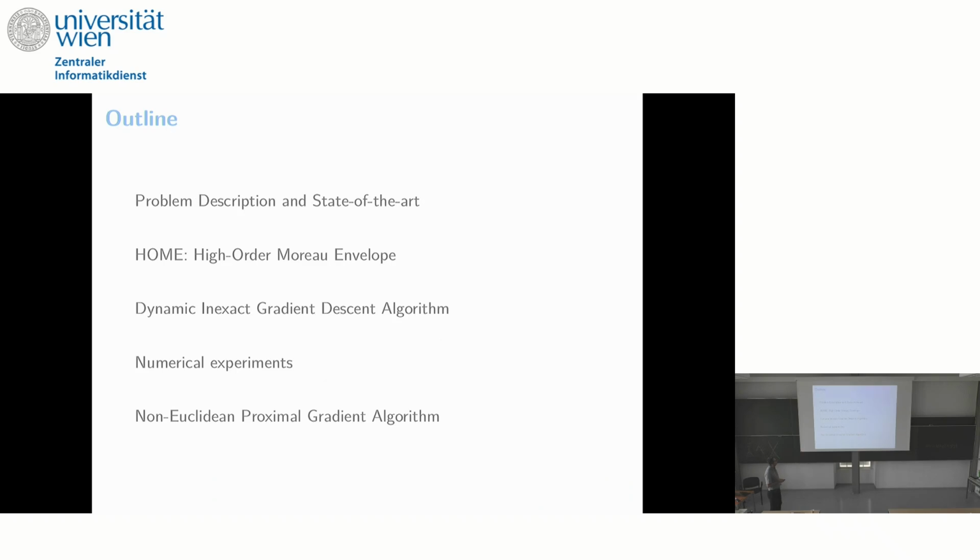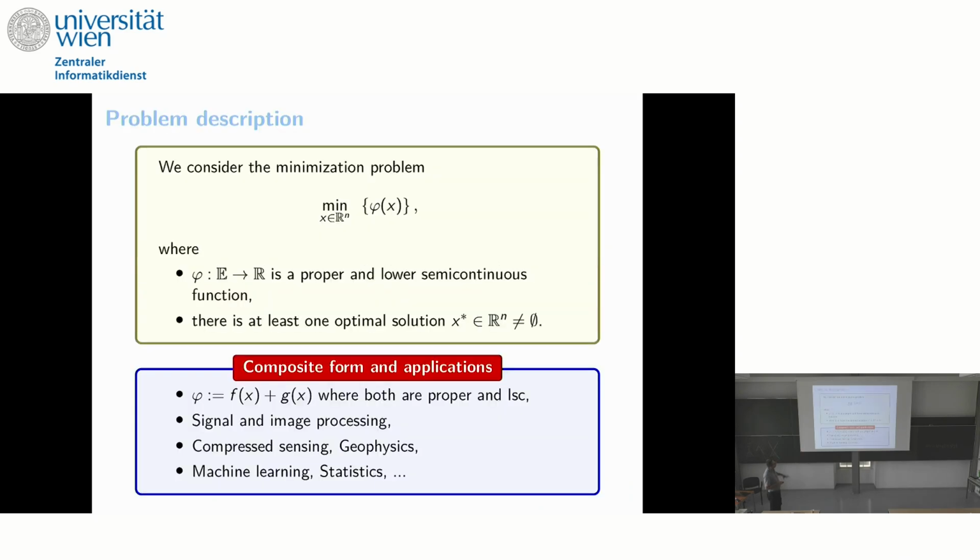Okay, so I am starting with the problem that we are dealing with. I have a function phi, which is proper and lower semi-continuous, and I assume that this minimization has at least one solution. There are many fields of application: machine learning, statistics, signal processing. In many of them, this function phi is not necessarily convex.